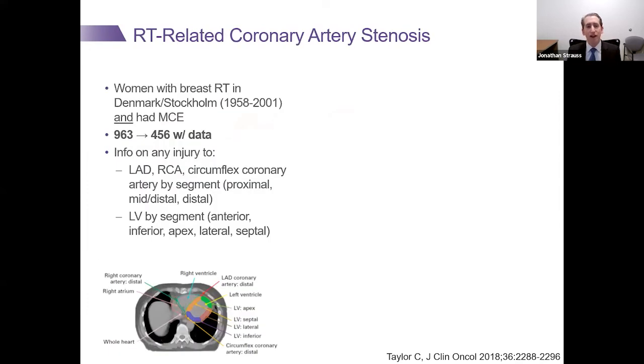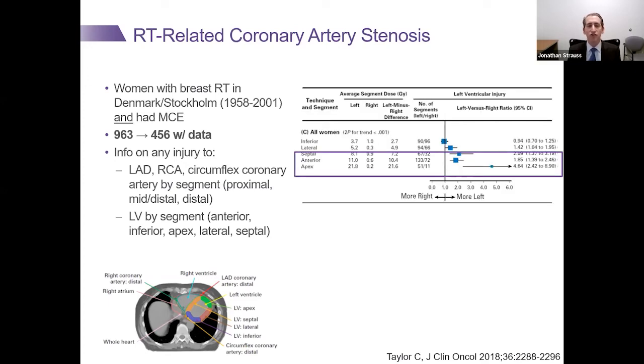I will say this next section is really a tour of Scandinavia. It's the Scandinavian countries that have done by far the best work here. We see a study that looked at women treated with radiotherapy in Denmark and Stockholm, who in addition to having breast radiotherapy, also had a major coronary event. There were 963 of these women who were identified and 456 had data. They looked at information on any injury to either coronary arteries or to the left ventricle by segment. Here's a map of how they divided the left ventricle into its various segments and how they mapped the coronary arteries.